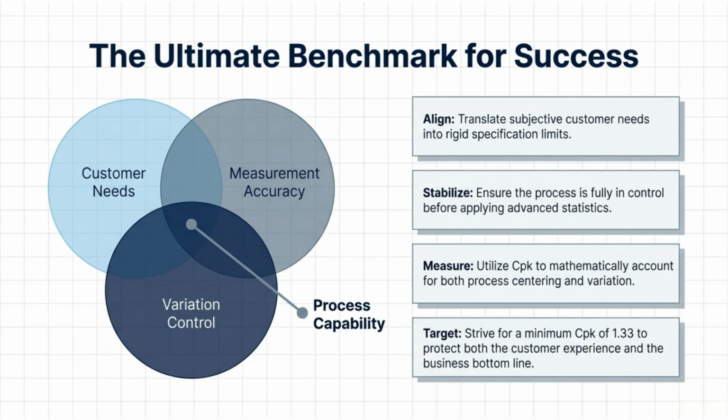Achieving process capability requires aligning customer needs with specification limits, stabilizing the process, and utilizing Cpk to measure centering and variation. The target is a minimum Cpk of 1.33 to protect both the customer experience and the business bottom line.